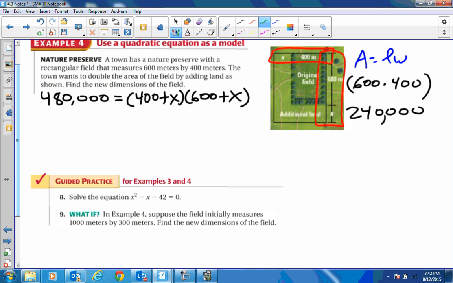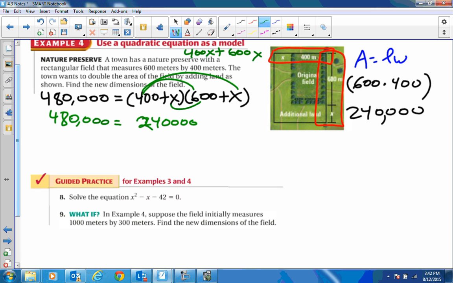So now we're going to FOIL. So we have 400 times 600, which is 24 with 4 zeros. We got 400x and 600x. Which would be, you have 400x plus 600x. You combine, you get 1000x. And then we have x squared.